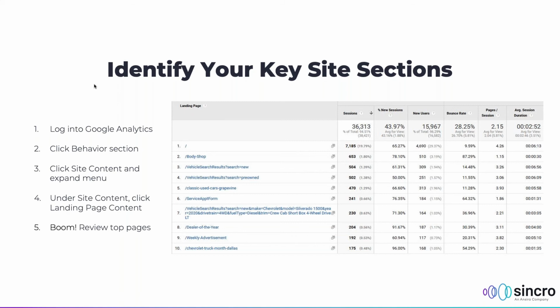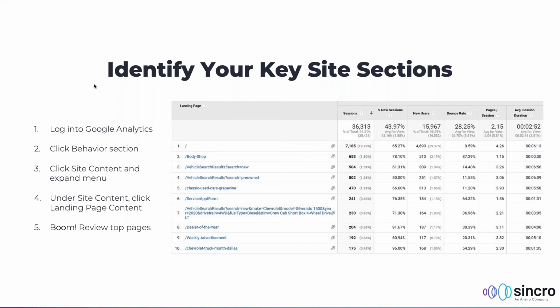Google Analytics is built for all industries, right? So they don't know that a vehicle search results page is not a landing page, it's a vehicle search results page. We kind of treat the names of things differently in automotive, but you still want to go ahead and click on the landing page content. And then there you are, you're looking at the top pages. So you can see that the home page of this dealership that we took a screenshot of is getting 19% of their pages.